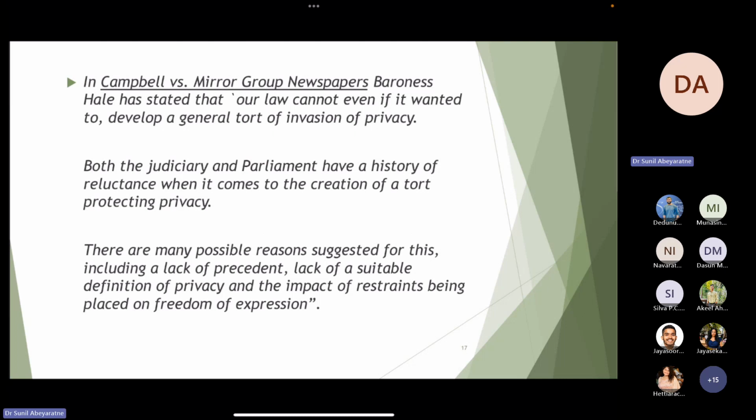Both the judiciary and Parliament have a history of reluctance when it comes to the creation of a tort protecting privacy. There are many possible reasons suggested for this, including a lack of precedent, lack of a suitable definition of privacy, and the impact of restraint being placed on freedom of expression. The United Kingdom considers freedom of expression at the highest level. They say that if it is a democratic country, you must have freedom of expression, unlimited. Under this situation, neither the judiciary nor Parliament likes to create a tort protecting the privacy of people.